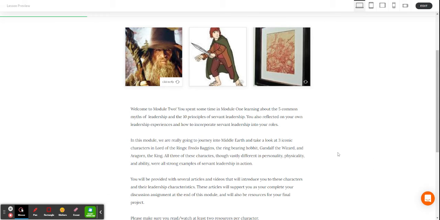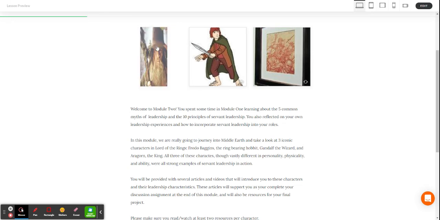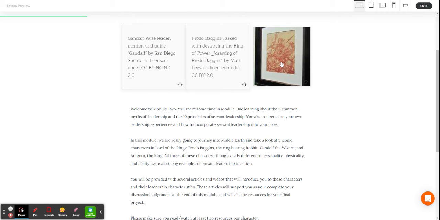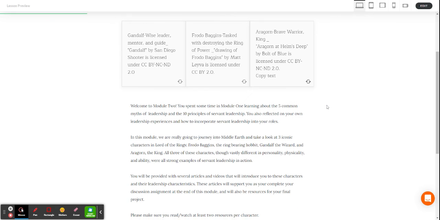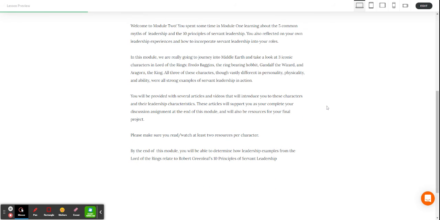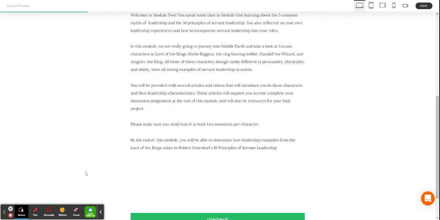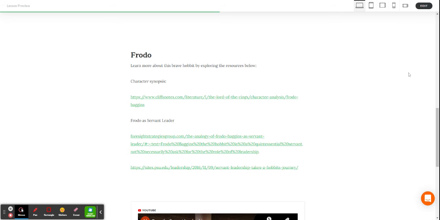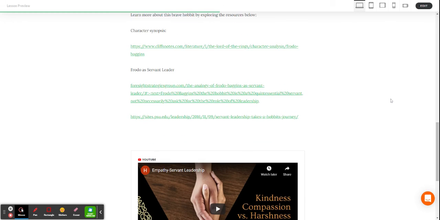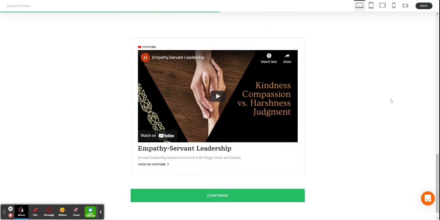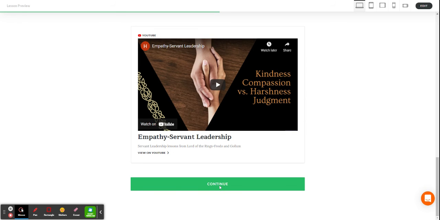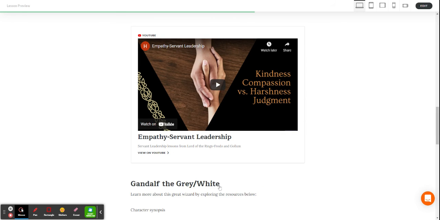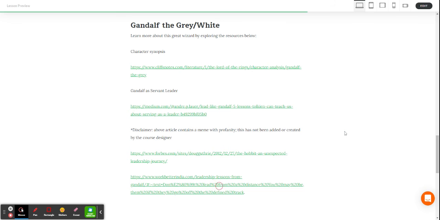Then in Module 2, we get into some fun stuff with Lord of the Rings. We have some flipping interactives here to talk about 3 of the main characters that really exhibit qualities of servant leadership. And this module supports the objective on how to relate Lord of the Rings characters to the principles of servant leadership. Students will be provided with a mix of readings and videos to familiarize them with the characters as well as how they embody servant leadership.